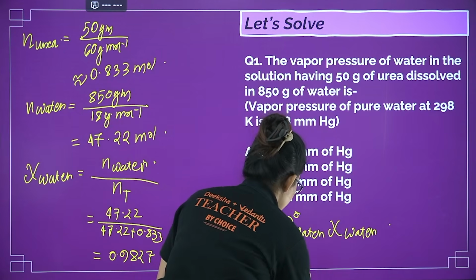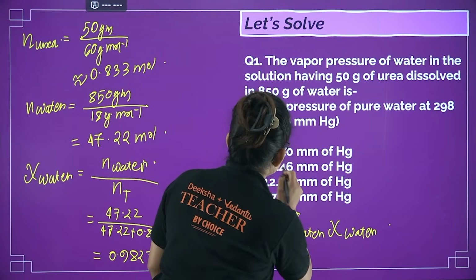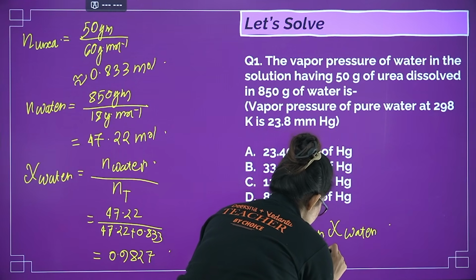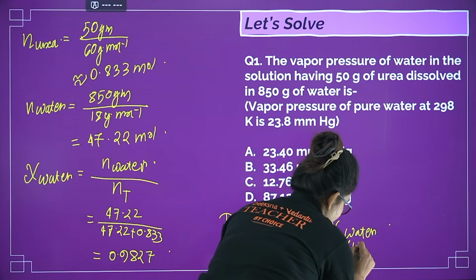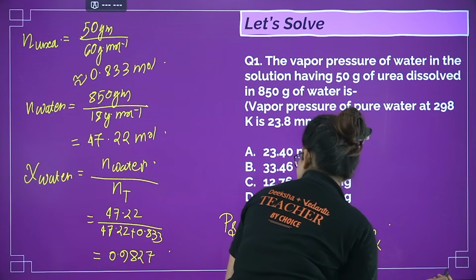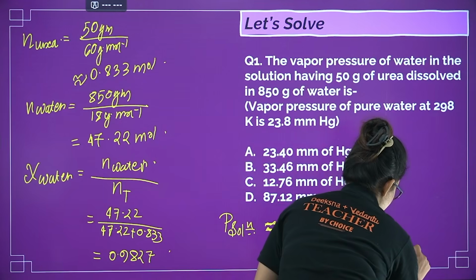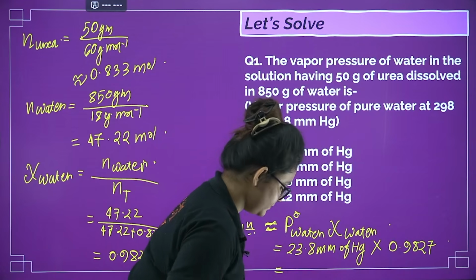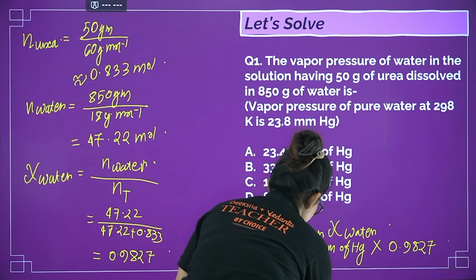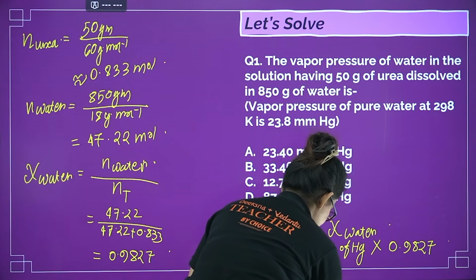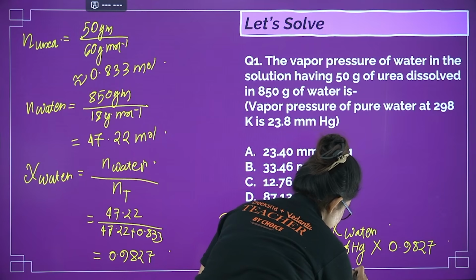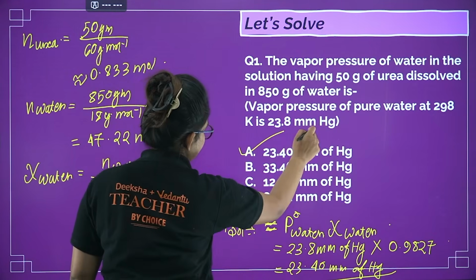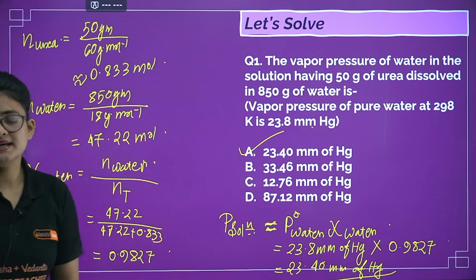Let's put in the value. They gave P0 as 23.8 mm of Hg into 0.9827. It will come up to be 23.40, something like that, mm of Hg. Okay, so your answer is going to be A. I guess it's clear to you.